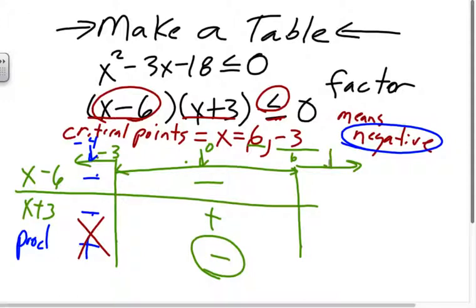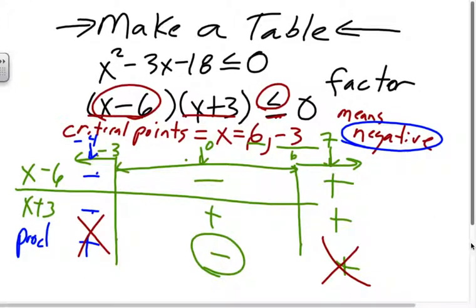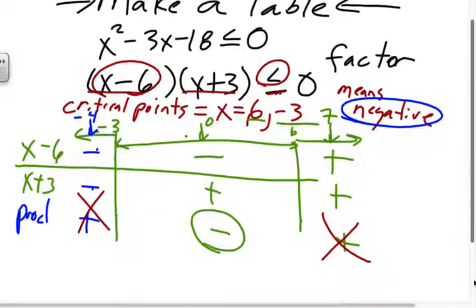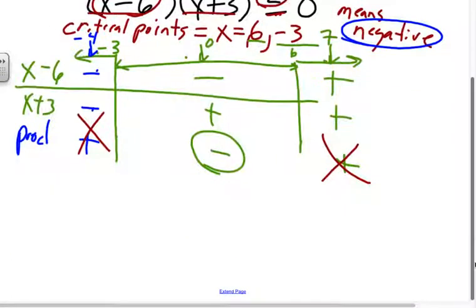Now I pick a test point out here. I'll pick 7. 7 minus 6, positive. 7 plus 3 is positive. Positive and positive gives you a positive. So this will not work. And if you take a look at this, the nice thing about all of this is that it actually does give you a visual description about the intervals.